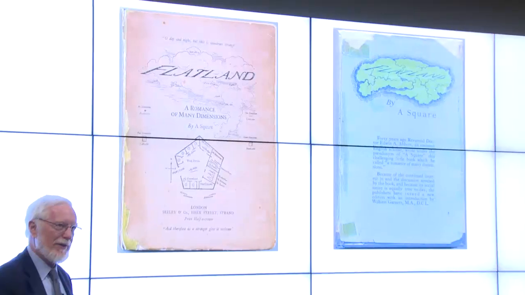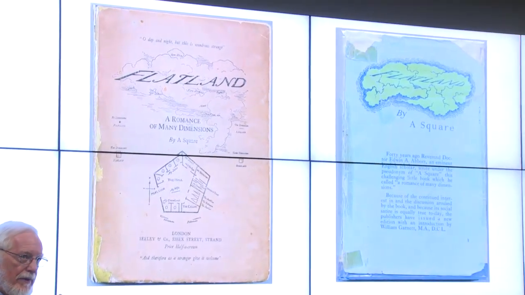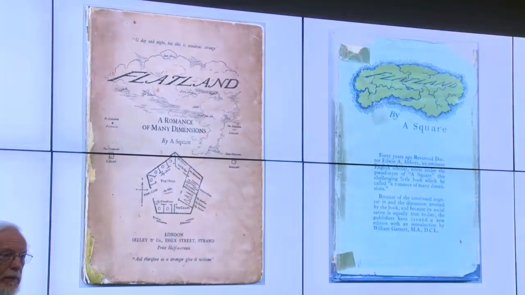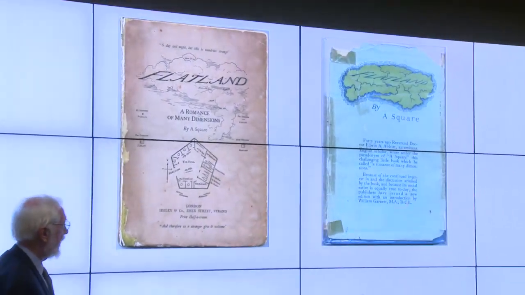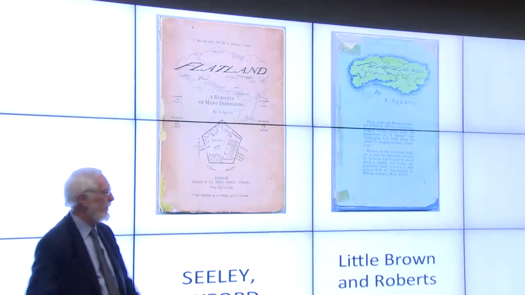There was a second edition that came out. The first edition probably was 1,000 and sold out right away. So they put out a second edition, which gave Abbott a chance to write an introduction himself. Purportedly it was by the editor, but it was by Abbott. And he used the opportunity to clarify a couple of things that people had objected to or were confused by.